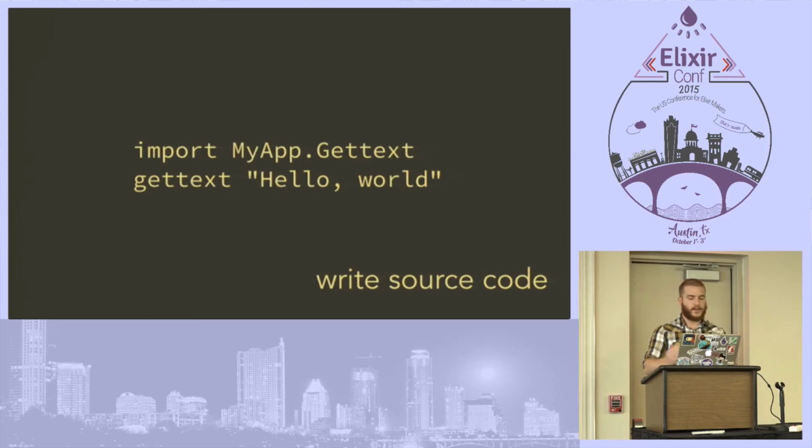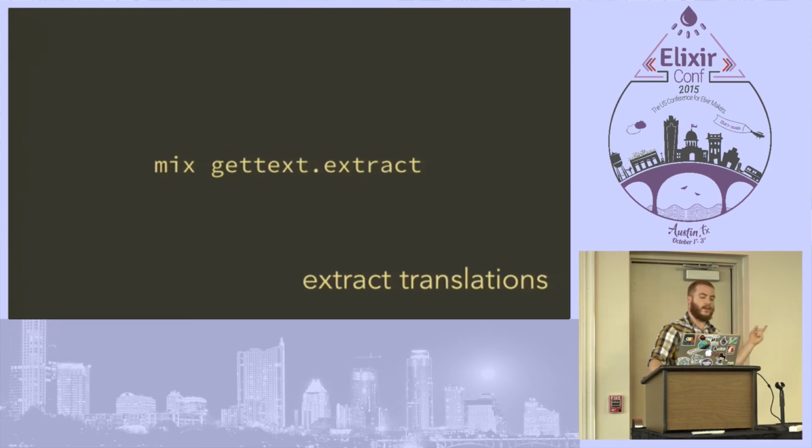Then we write source code. We wrap all the strings that we're planning on translating into the Gettext macro, and we go happily coding until we want to actually internationalize the application. Once we do, we need to extract translations. So we use the mix gettext.extract task I was talking about earlier. Basically, this will extract translations to POT files, which are just like PO files, but are templates, so they don't have the translations filled in. And they're locale agnostic because they're just templates.